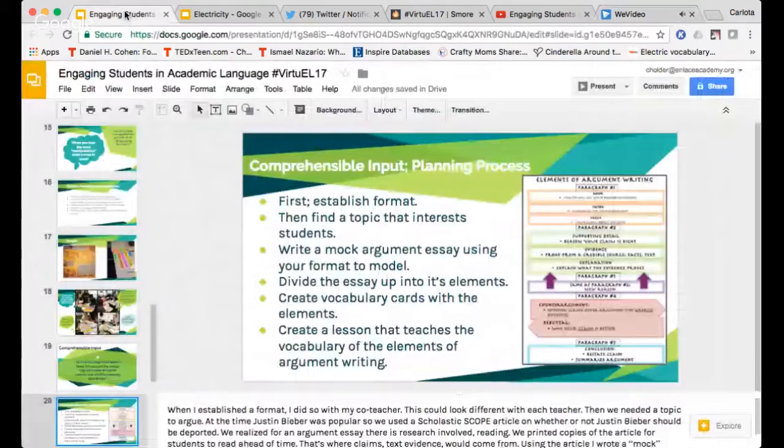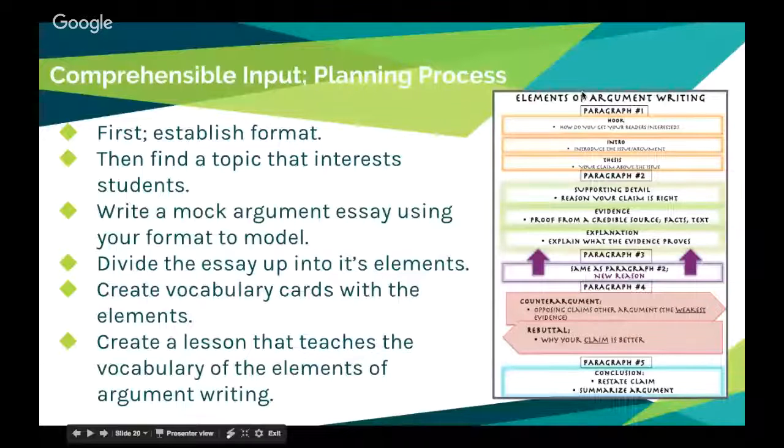All right, so I wanted to show you guys that before I start telling you what the planning process was behind that. So first, my co-teacher and I had to establish a format, right? And this could look different with different teachers. I have definitely worked with teachers who wanted to do a different format than the one we did. It's fine. I'm going to do whatever I can to support my co-teacher.